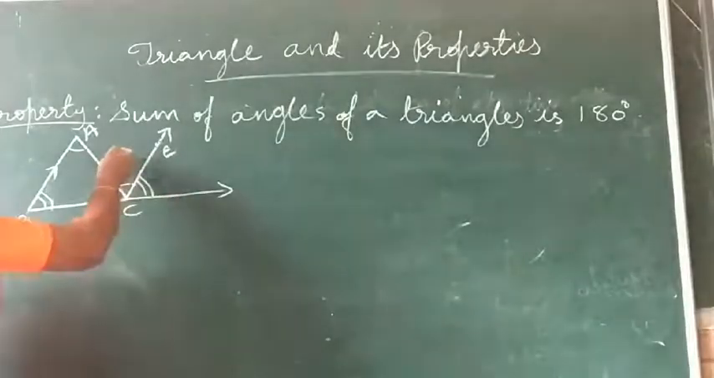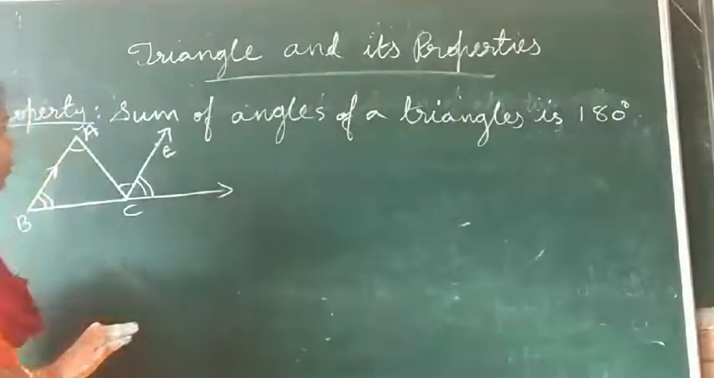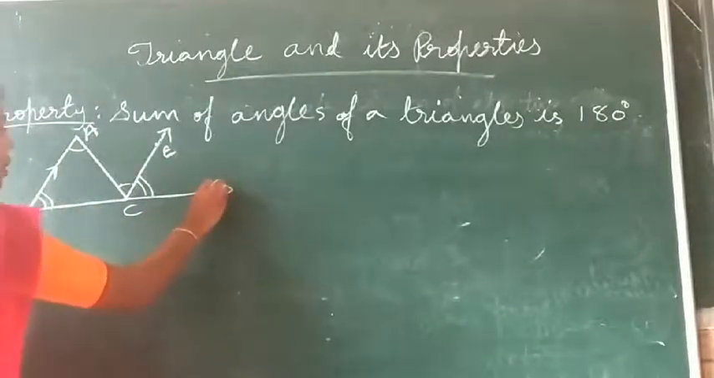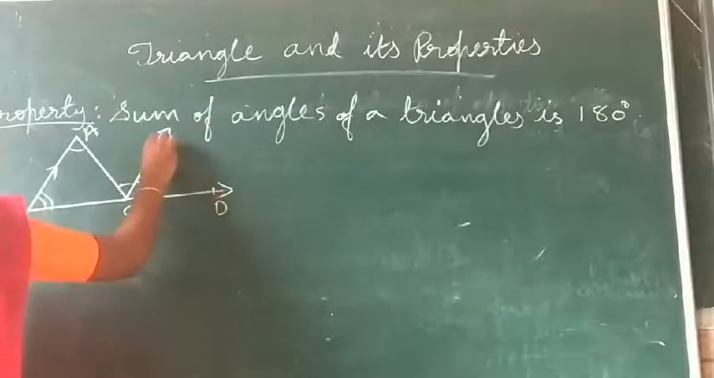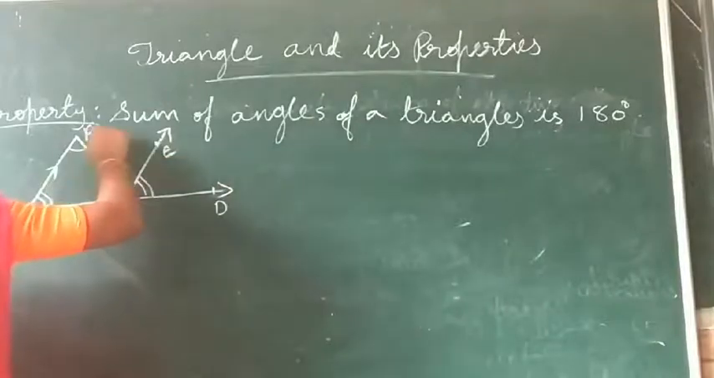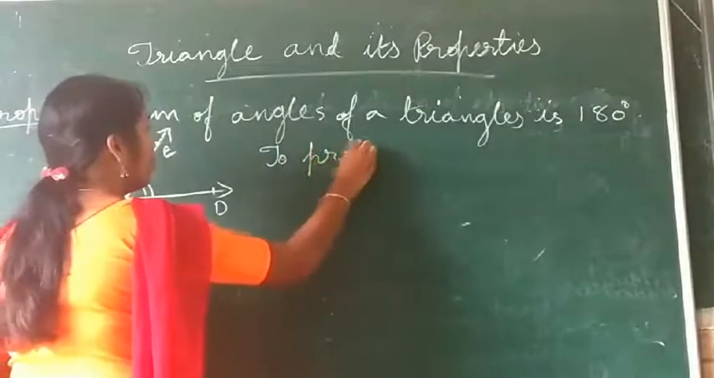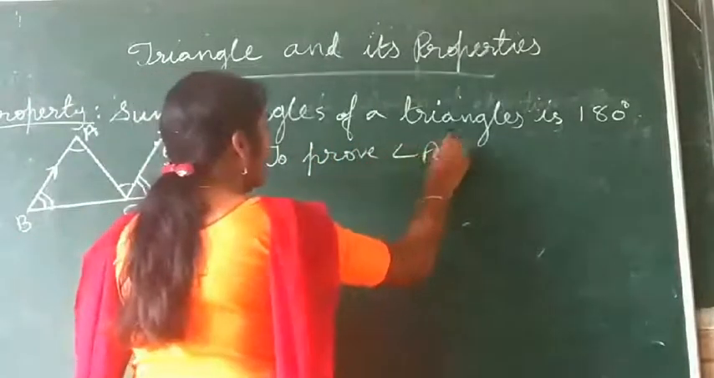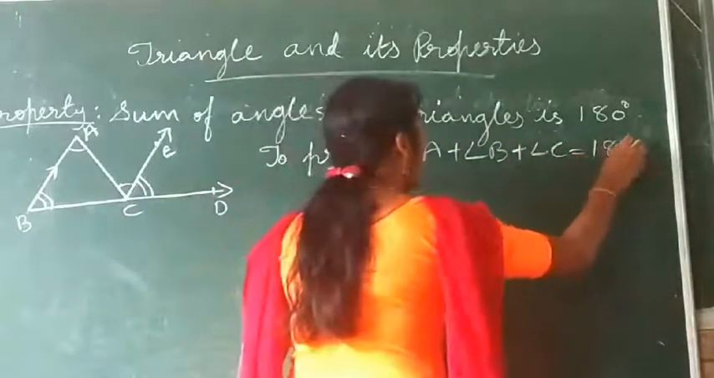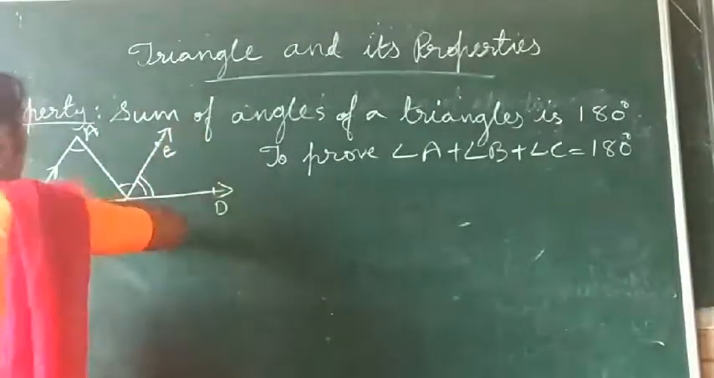We can also prove the property that the sum of angles of a triangle is 180 degrees. So for that we have drawn a triangle ABC here, and BC is produced to D, and we have drawn a line CE parallel to BA. Here what we have to prove is angle A plus angle B plus angle C is equal to 180 degrees. For that we have a construction. Here CE is parallel to BA.